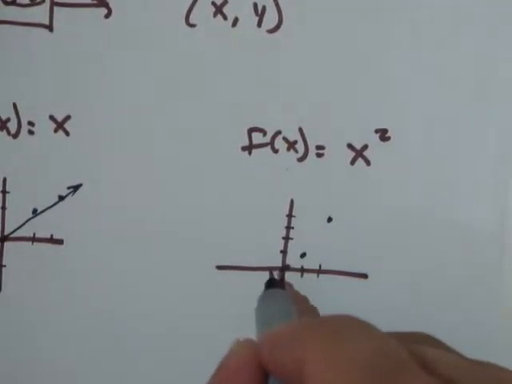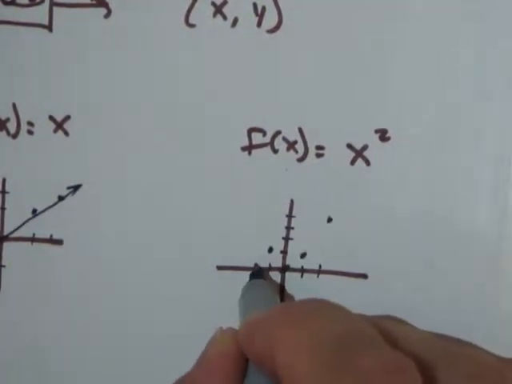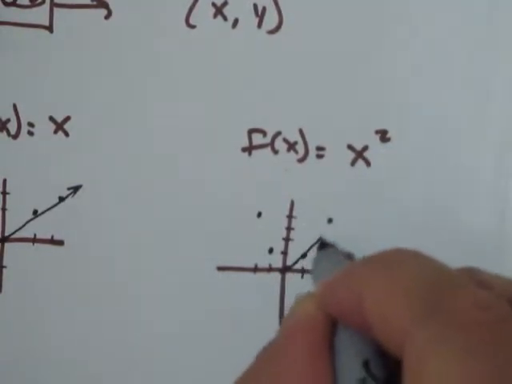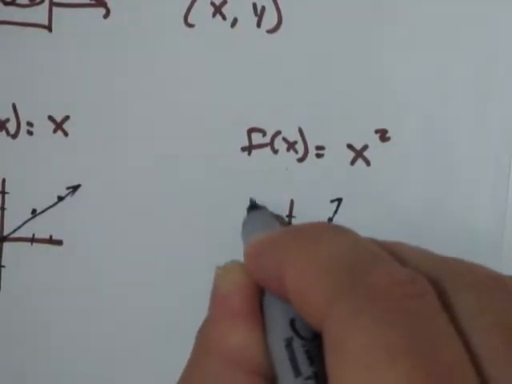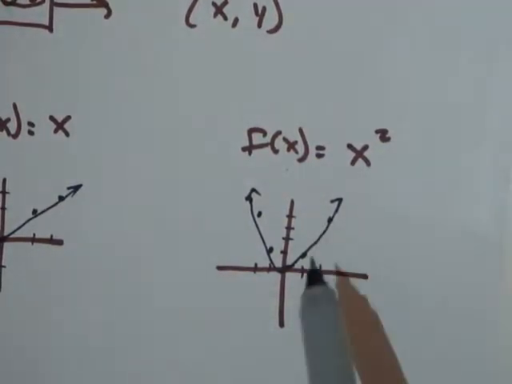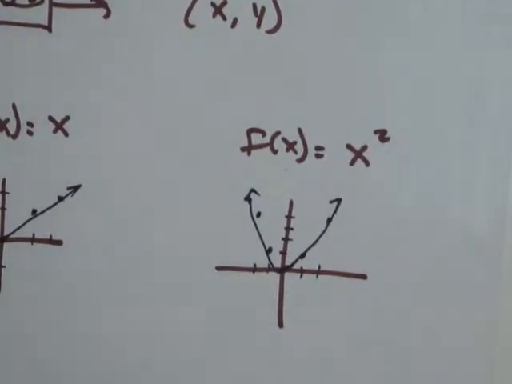If we look this way, if we put in -1, squared is positive 1. -2 squared is a positive 4. So we end up with this shape right here, this U-shaped thing. The fancy name for it is a parabola, but we'll get into more of that later. So that's what a squared function looks like, this U-shaped thing right here.